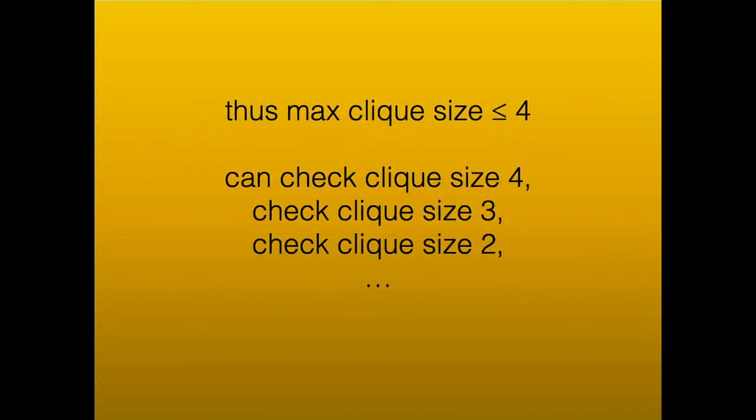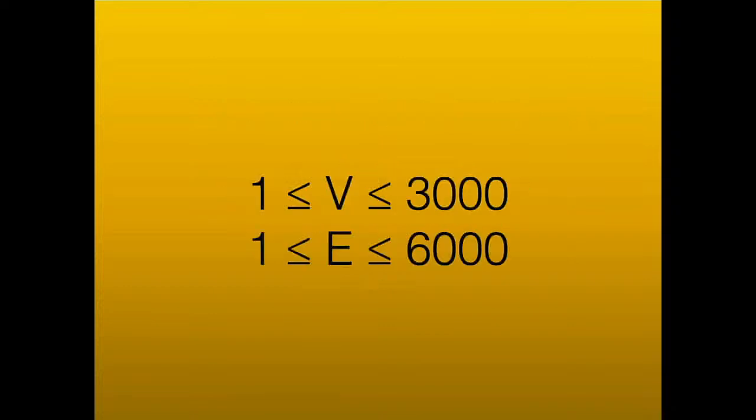Yeah, so the problem now becomes just checking whether there's a clique of size 4. If there's not, you check whether there's a clique of size 3, and so on, right? So how fast can you do this? Let's say the constraint is this. How do you find a clique of size 4 in this constraint?